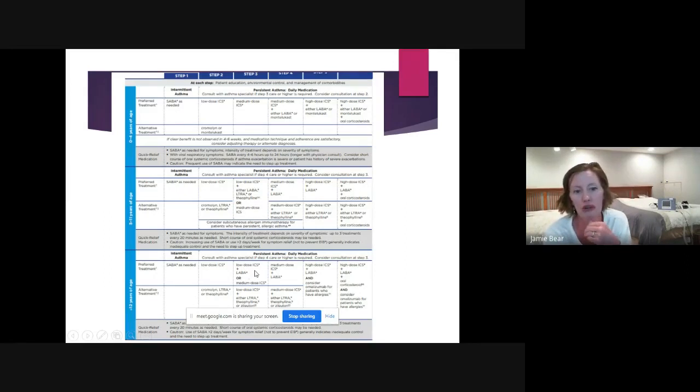Then you go up to the low dose inhaled corticosteroids plus your LABA or a higher dose of steroids. Just remember to never do a LABA alone in asthma. So don't ever do something like Serevent without the steroid. So you'd want to do Advair over Serevent. And then continuing up, high dose steroid plus your LABA and considering some other alternative therapies as well. And really trying to get these patients under control.